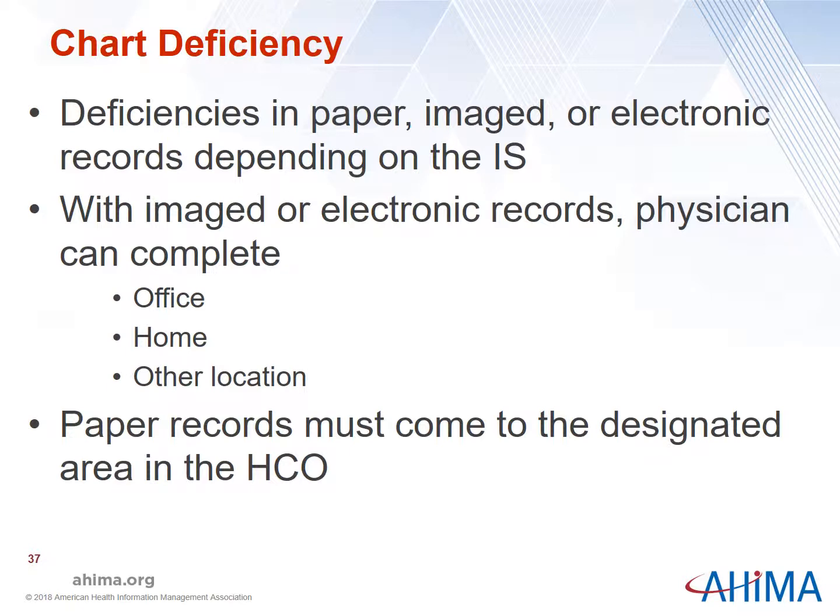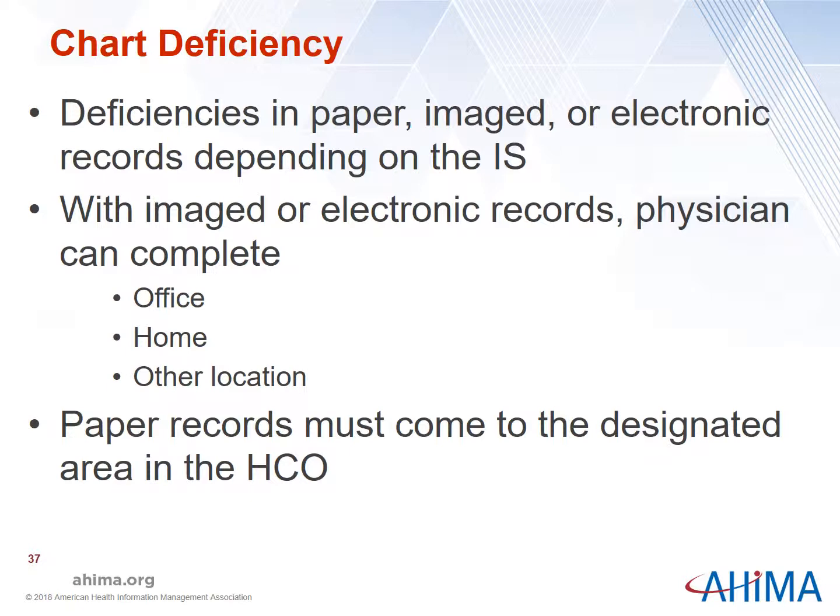Documentation omission is recorded and tracked in the chart deficiency system. Deficiencies can be in paper, imaged, or electronic records, depending on the information system used. With imaged or electronic records, the physician can complete the deficiency from his or her office, home, or other location. With paper records, the physician must come to the designated area in the healthcare facility.